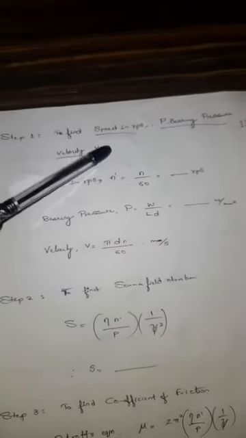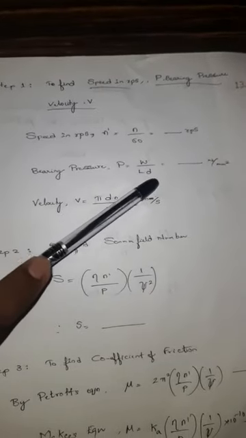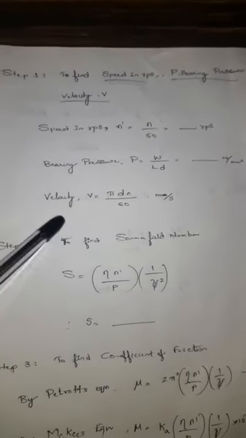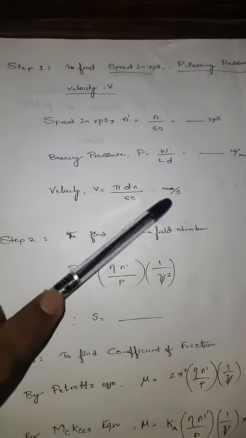Step 1: to find speed in RPS, bearing pressure and velocity. Speed in RPS, N dash, is N by 60. Bearing pressure P is W by LD, in Newton per mm square, if W is in Newton and L and D are in mm. Velocity V is pi DN by 60, in meters per second if D is in meters.